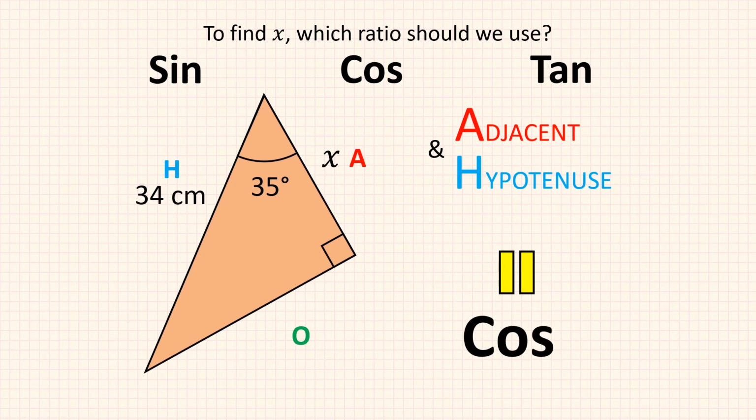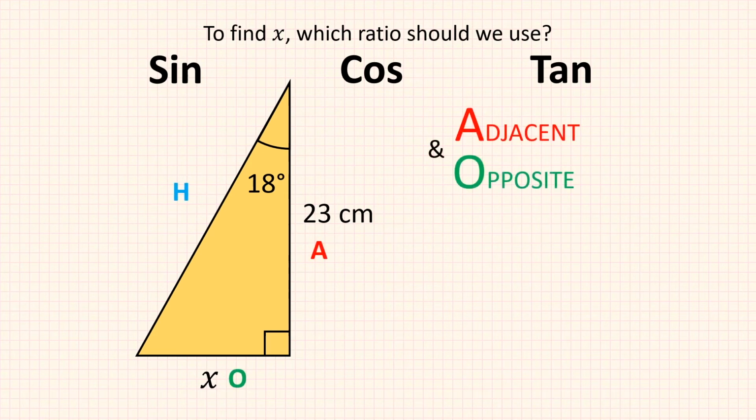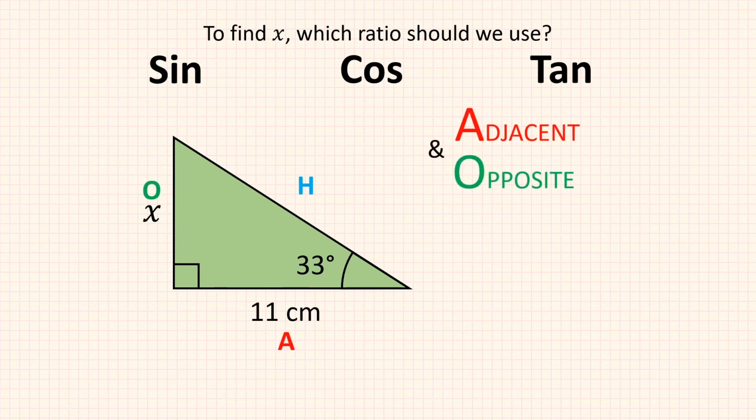Okay, so now we're going to go through them a little bit quicker. So here's your next diagram. Pause the video. Sine, cos, or tan. Right, so there it is labeled. We need the opposite and the adjacent, so we're going to use tan. Here's your next question. Pause the video. Sine, cos, or tan. Okay, so here it is labeled. We need the adjacent and the opposite, adjacent and the opposite, so we use tan.